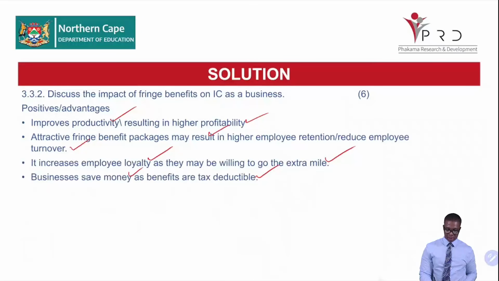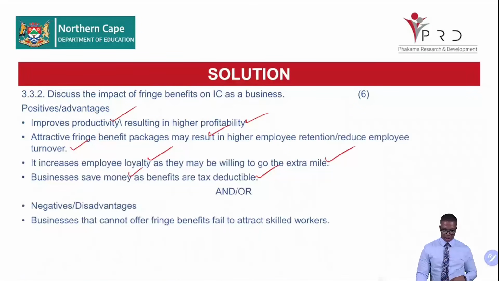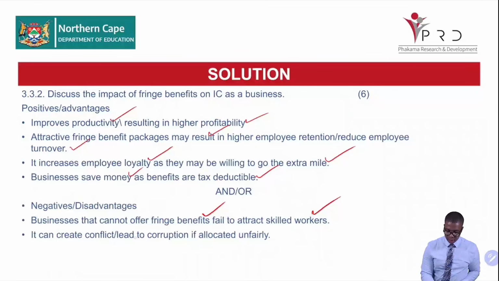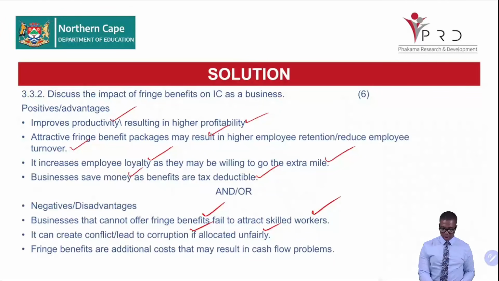Then another aspect is the negatives. Now, what are the negatives? Businesses that cannot offer these fringe benefits fail to attract skilled workers. Then it may create conflict or lead to corruption if allocated unfairly. Then fringe benefits are an additional cost that may result in cash flow problems.